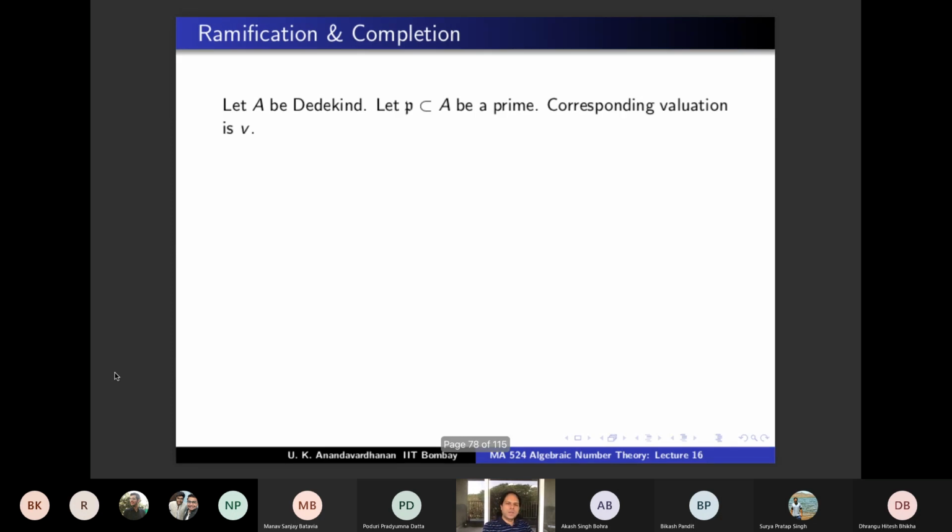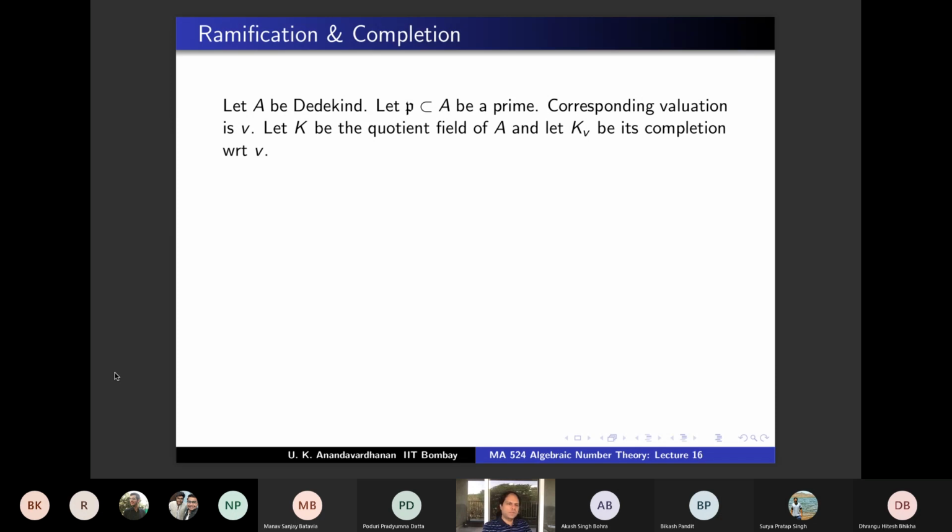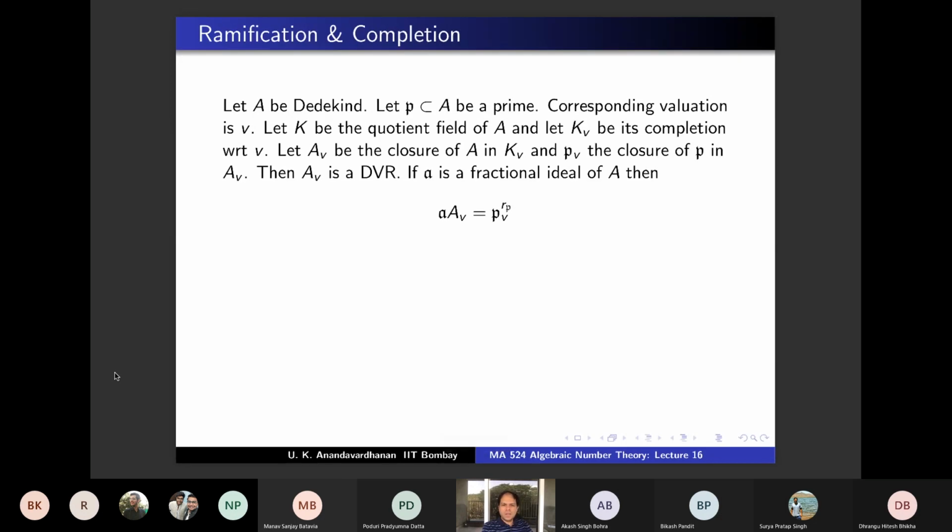So let A be Dedekind, P be a prime, the corresponding valuation is V, and K is the quotient field of A, and K_V is its completion with respect to this absolute value. Then you take the closure of A in K_V, call it A_V, and P_V is the closure of P in A_V. You can check that A_V is a DVR and P_V is the unique prime ideal. If 𝔞 is any fractional ideal, then it can be written as a power of the unique prime ideal, so it will be P_V^{r_P}, where r_P is an integer. If 𝔞 is an ideal, it's positive. If 𝔞 is a genuine fractional ideal, then it's negative.